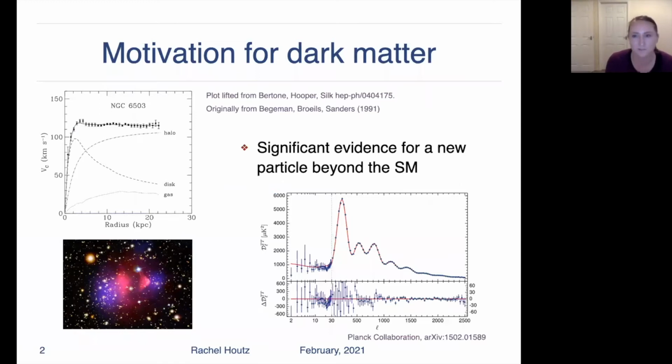This is the slide that I'm sure many people have seen in various versions many times before. But we have very significant evidence that there's a new particle beyond the standard model that makes up dark matter, and that makes up a significant portion of the mass of the universe. And we've seen this through rotation curves of galaxies and observations of gravitational lensing versus direct observations of photons, and also measurements of the cosmic microwave background. So it's pretty well established that there's something out there that we don't know the particle identity of.